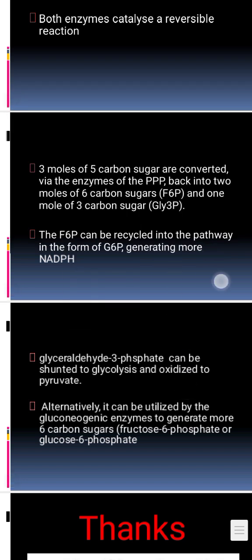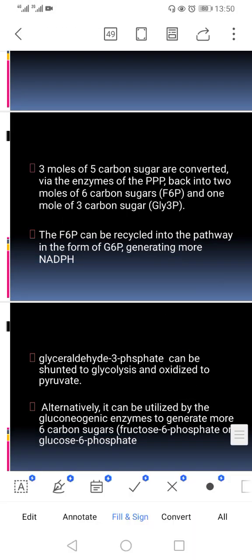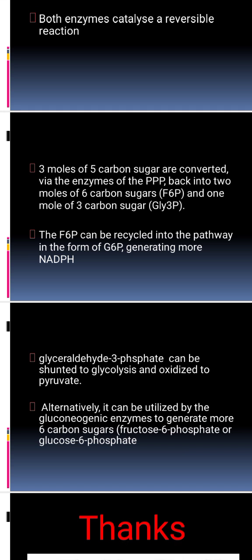Okay? The fructose 6-phosphate can be recycled into the pathway in the form of glucose 6-phosphate, generating more NADPH. Do you remember what we said about the function of the NADPH? Of course you remember, right? Okay. Glyceraldehyde 3-phosphate can be shunted to glycolysis and oxidized to pyruvate.